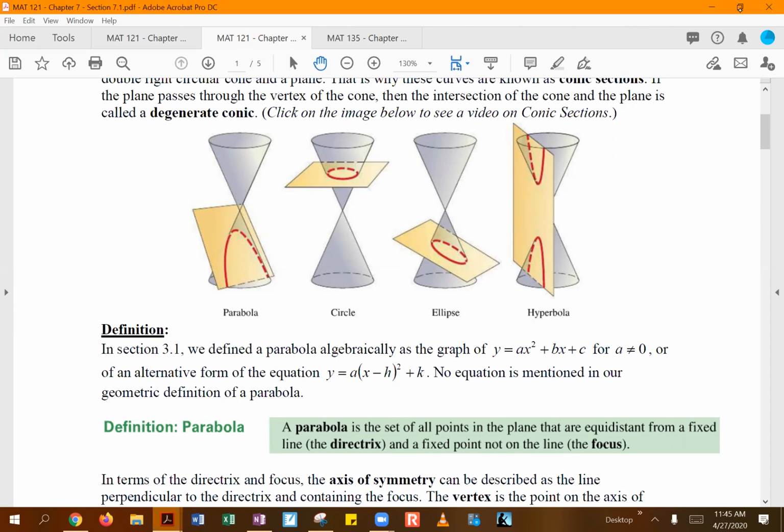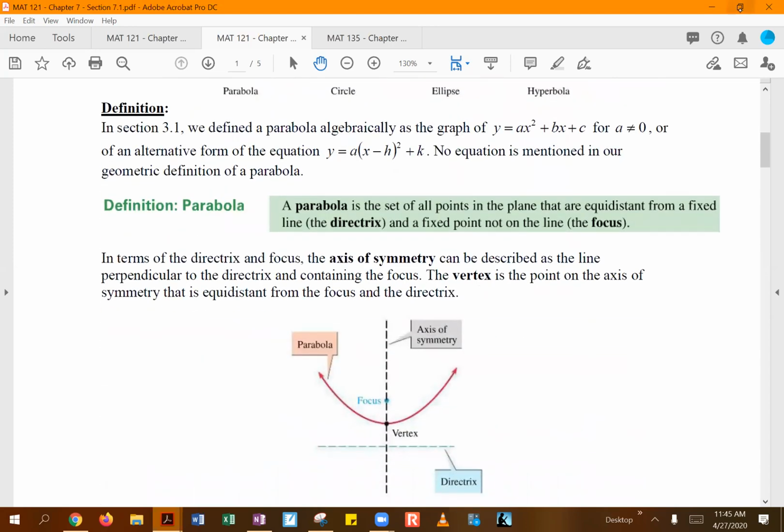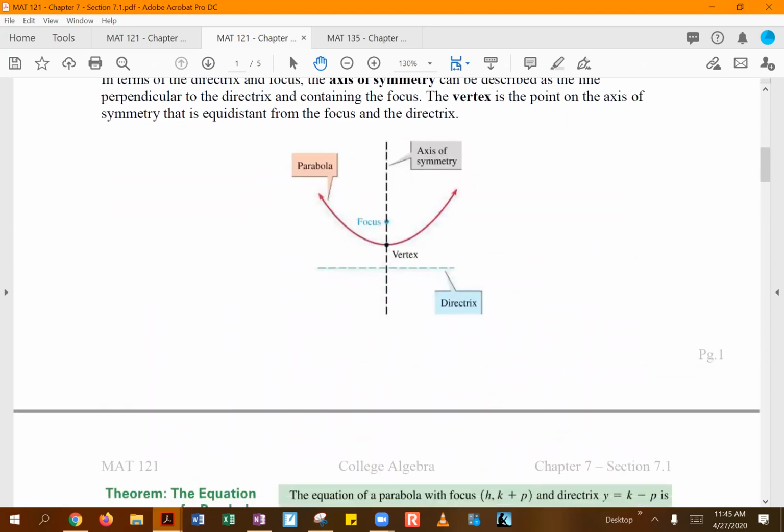Now, as I was saying before, we are looking at this more in a geometric sense rather than an algebra sense. So that's why we talk in terms of the focus and the directrix. So let's take a look at this image over here.